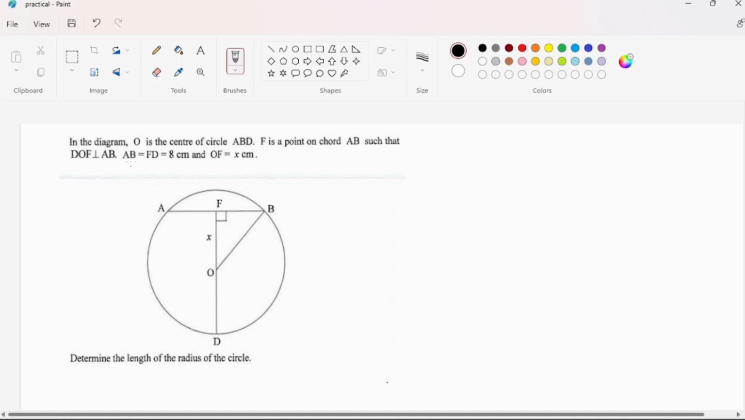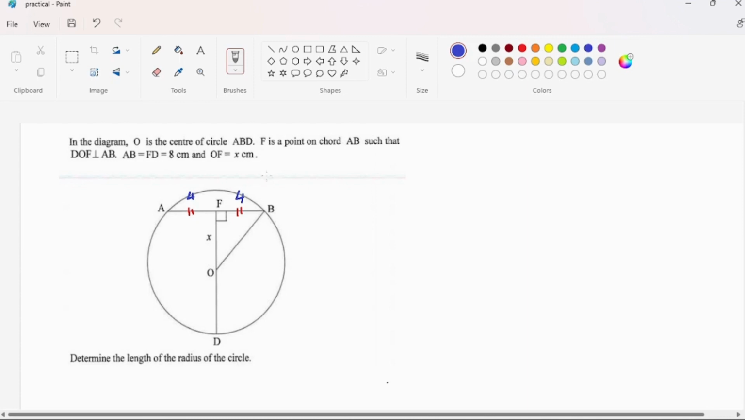So let's look at AP. So AP guys is a chord. So we all know that since it's a chord, that means that a line from the center perpendicular to the chord bisects the chord, right? So if they are saying AP is equal to 8 centimeter, they are simply meaning that AF is equal to 4 and FB is also equal to 4, right?